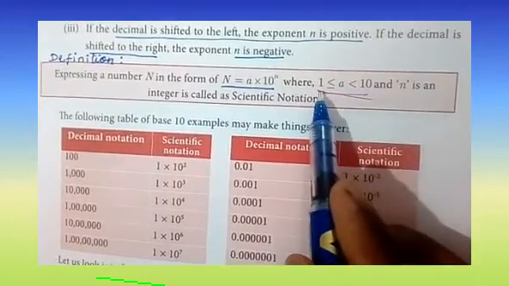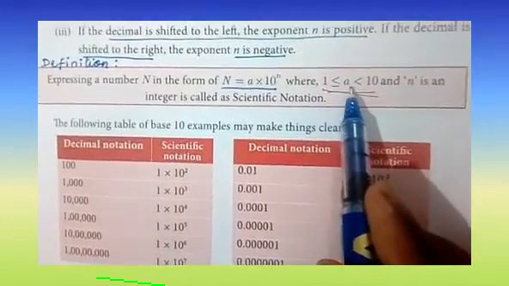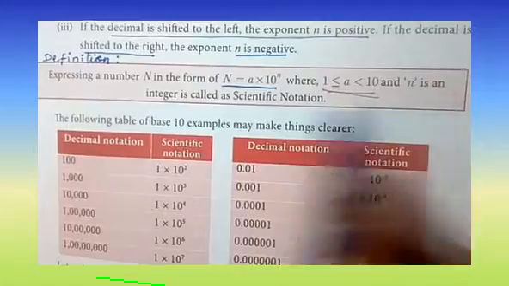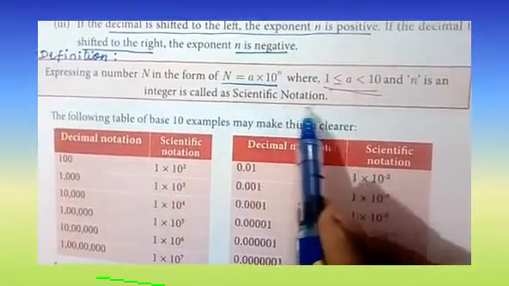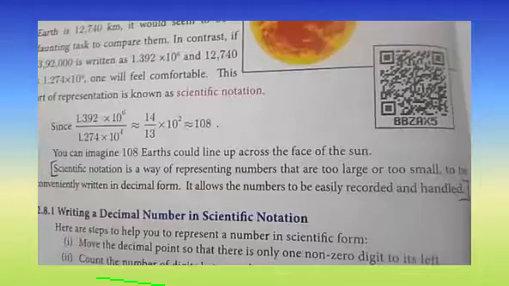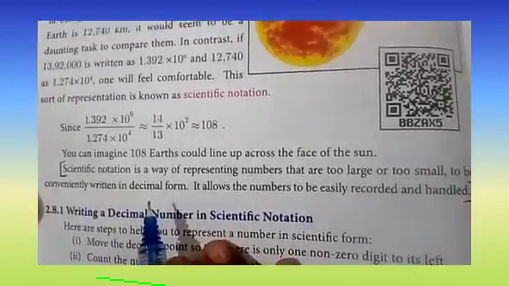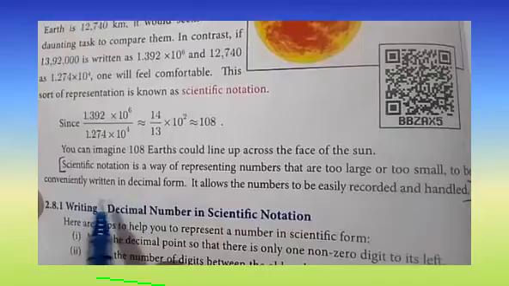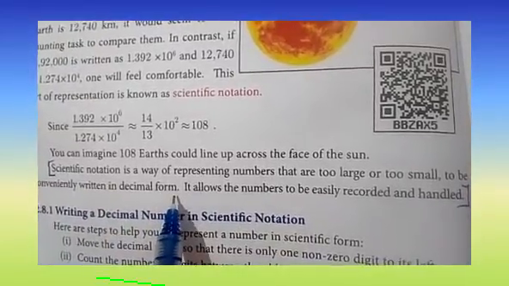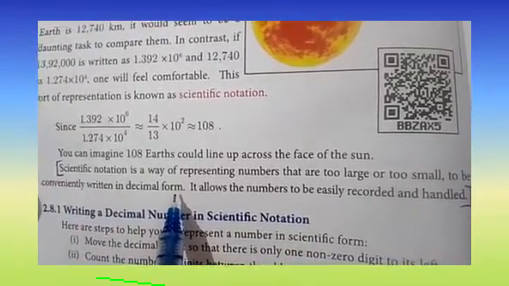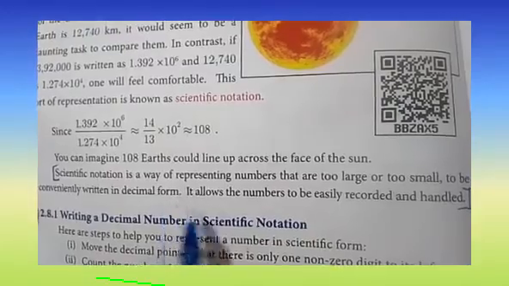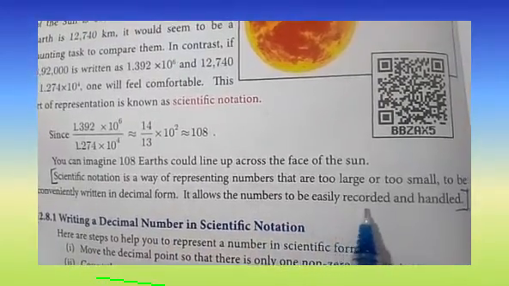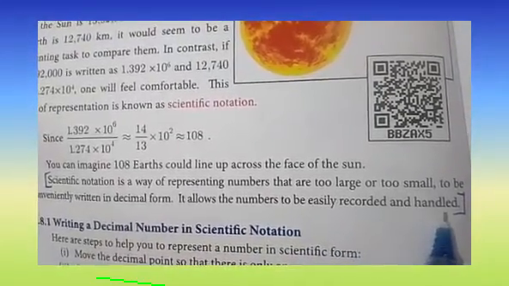1 and 10 means including 1: 1 ≤ a < 10, and n is an integer. This is called a scientific notation. Scientific notation is used for numbers too large or too small to be conveniently written in decimal form. Very large or very small numbers have to be written in decimal form. It allows the numbers to be easily recorded and handled.